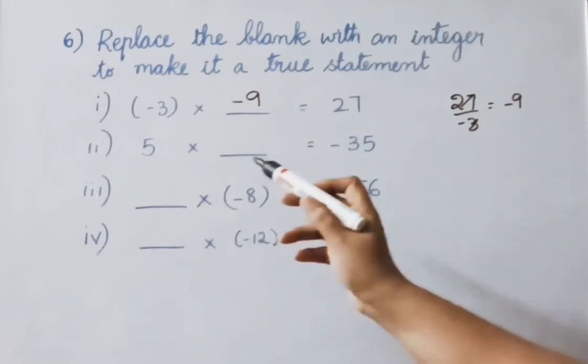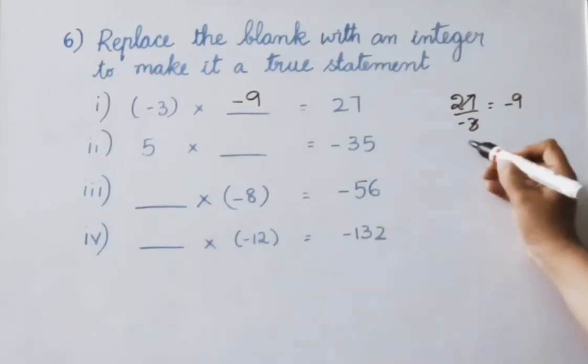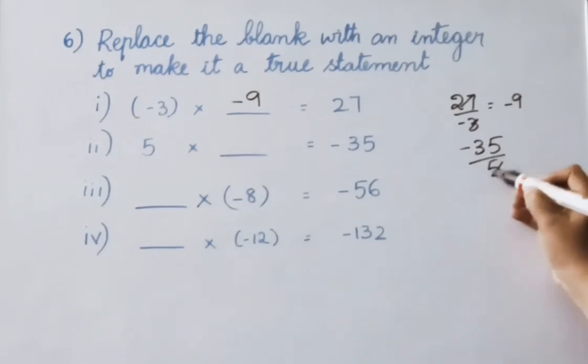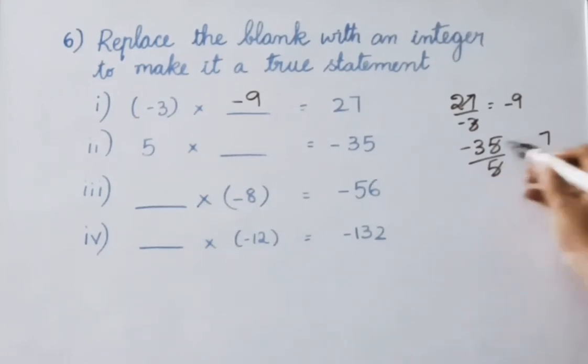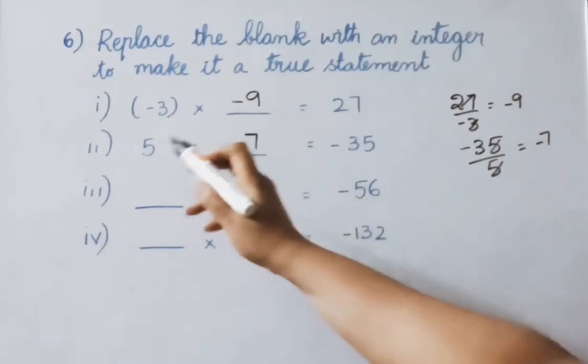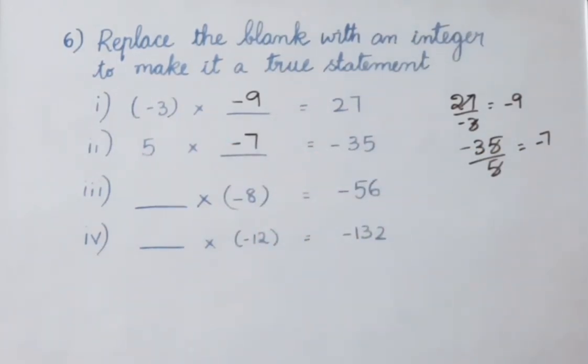See the next one, 5 into blank equals minus 35. So divide minus 35 by 5. 5 table, 35, how many times? 7 times, and add on this minus. So the blank answer is minus 7. 5 into minus 7 is minus 35.